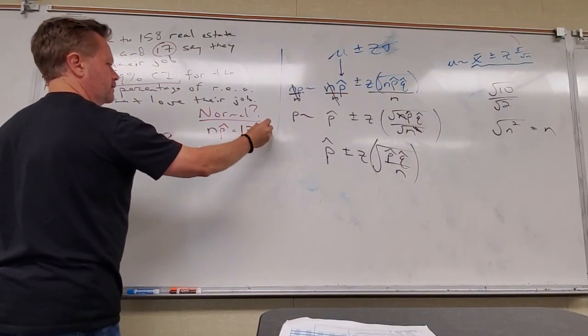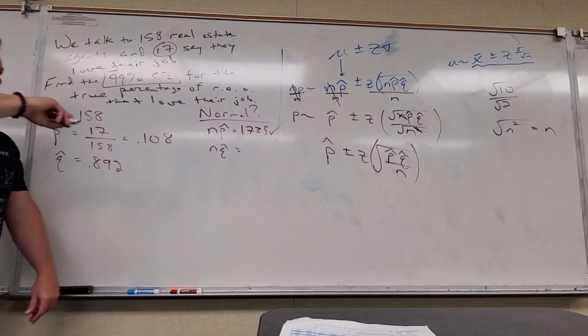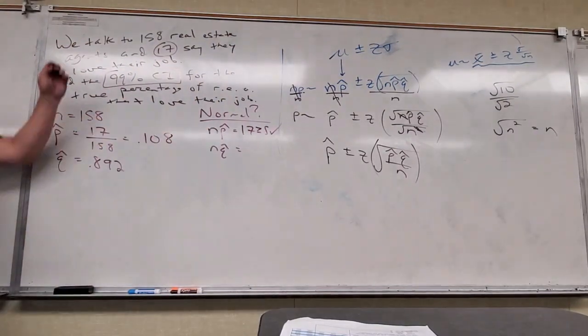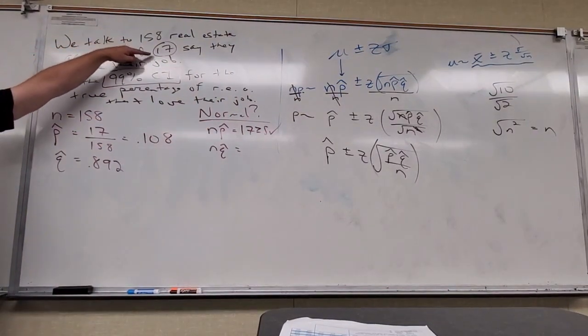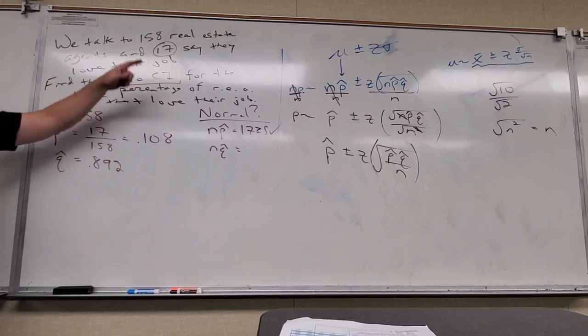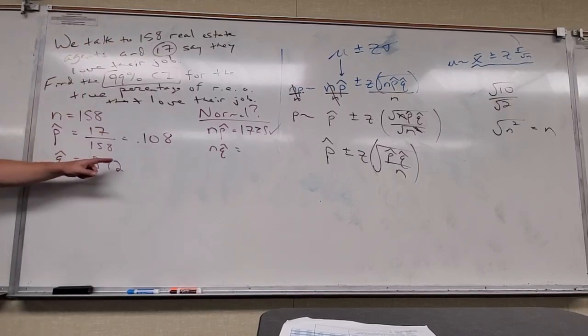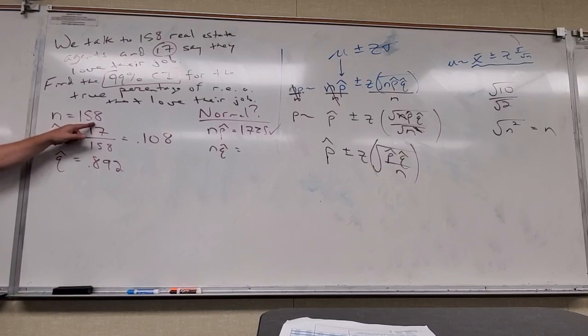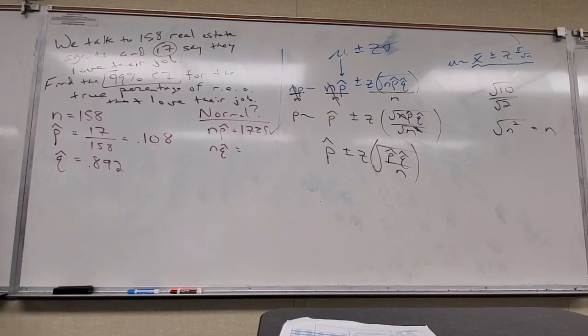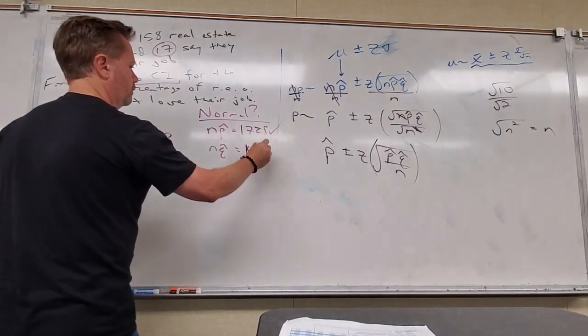Yes, because it's greater than or equal to 5. Check. What's n times q hat? Well, I would just do 158 minus 17, the rest. I would get 141, but somebody help me out. What is 0.892 times 158? I haven't implanted my calculator in my hand yet. 141. And that's at least 5.